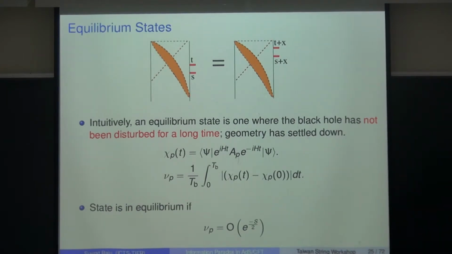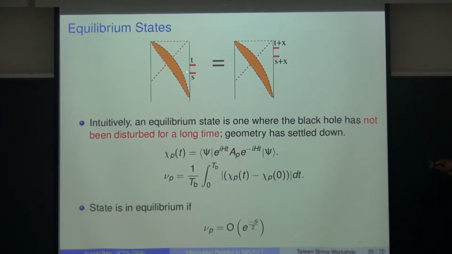So the first thing is what is an equilibrium state. This is some notation I need to introduce. An equilibrium state is a state which is time translationally invariant. So it's a state where you take the black hole, and the black hole formed a long time back, and then you haven't disturbed it for a long time.